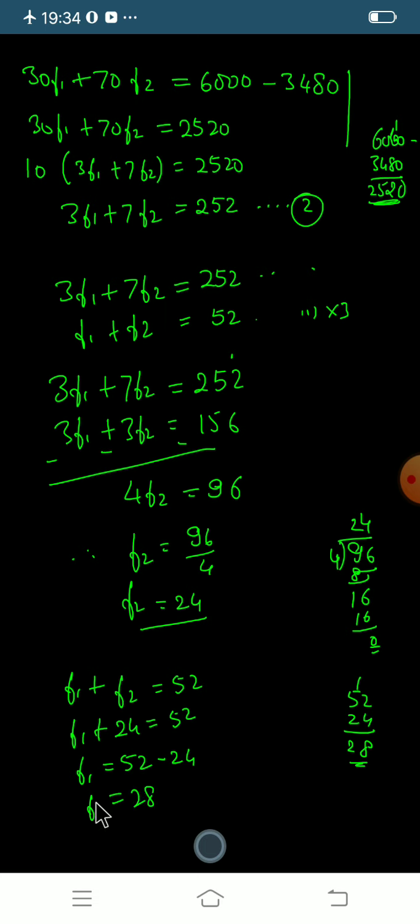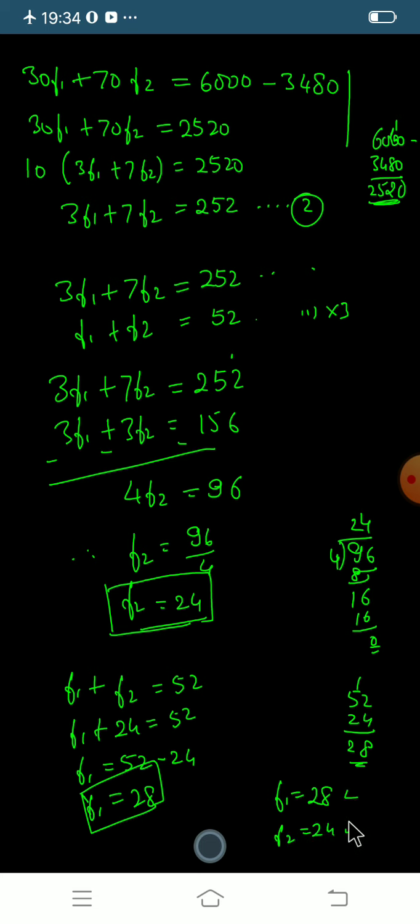So we got both the values, that is F1 and F2. F1 is equal to 28 and F2 is equal to 24 respectively. These are the answers for the frequencies.